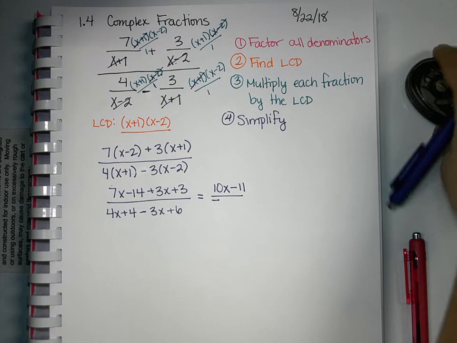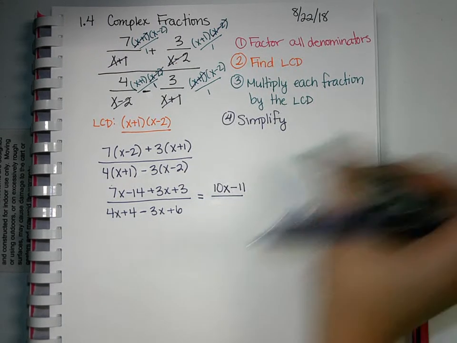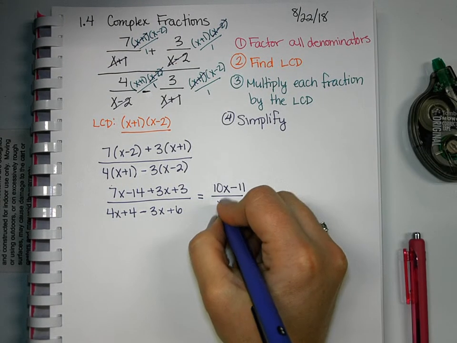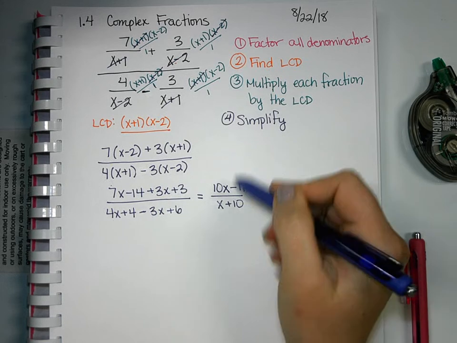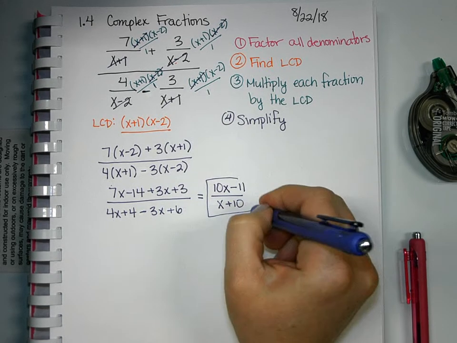4x minus 3x will give us just x. 6 plus 4 will give us 10. Nothing can reduce top to bottom, so we're done.